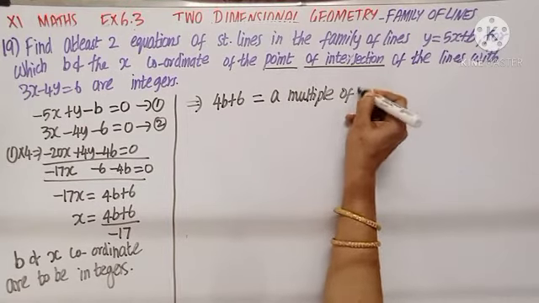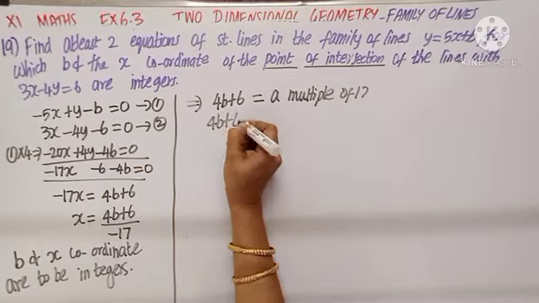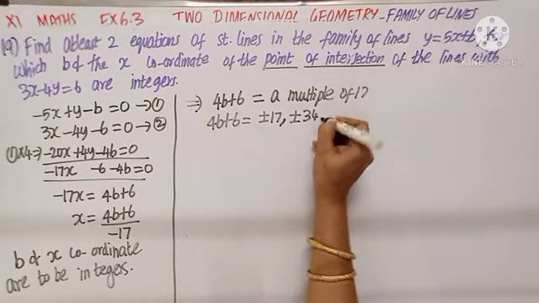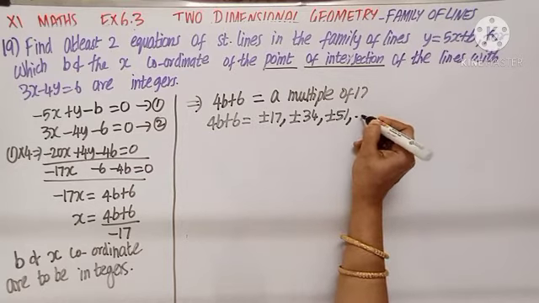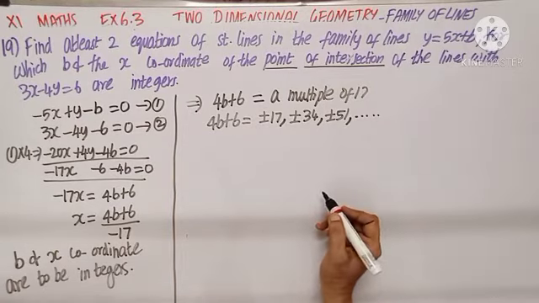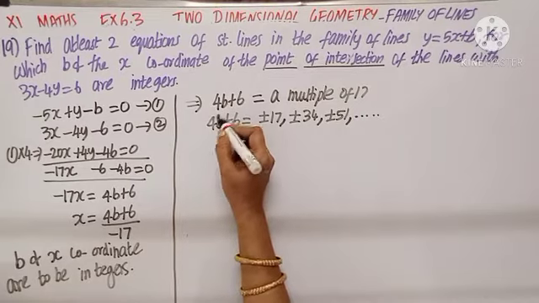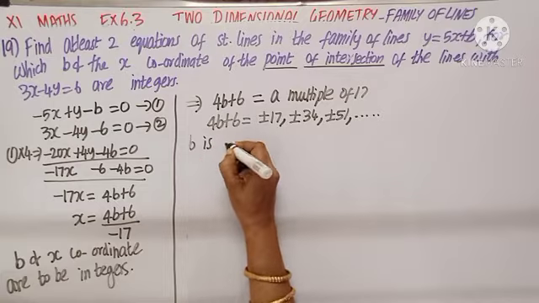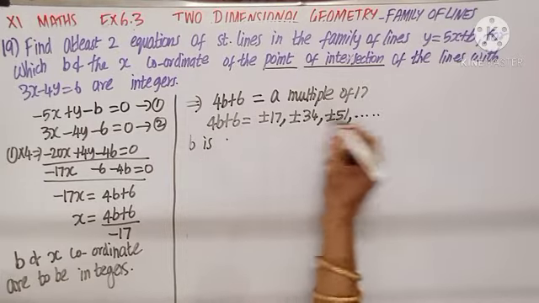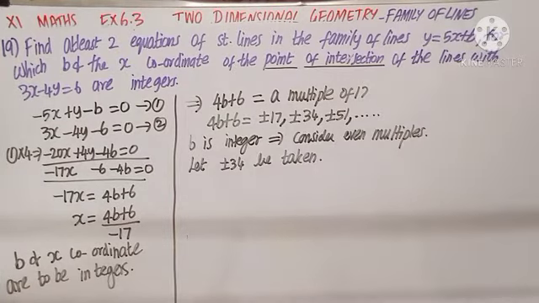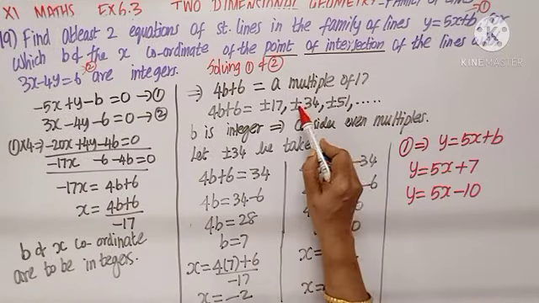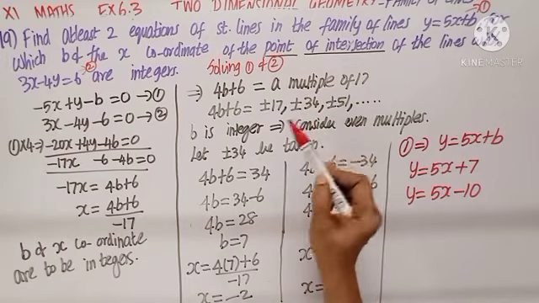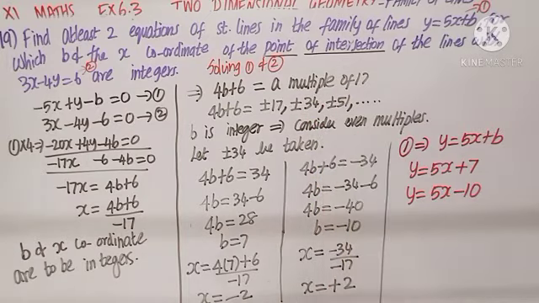What do you mean by multiple of 17? 4b plus 6 can be plus or minus 17, plus or minus 34, plus or minus 51, and so on. Since b also needs to be an integer, consider only even multiples. Let me consider plus or minus 34, the first even integer that is a multiple of 17 also.